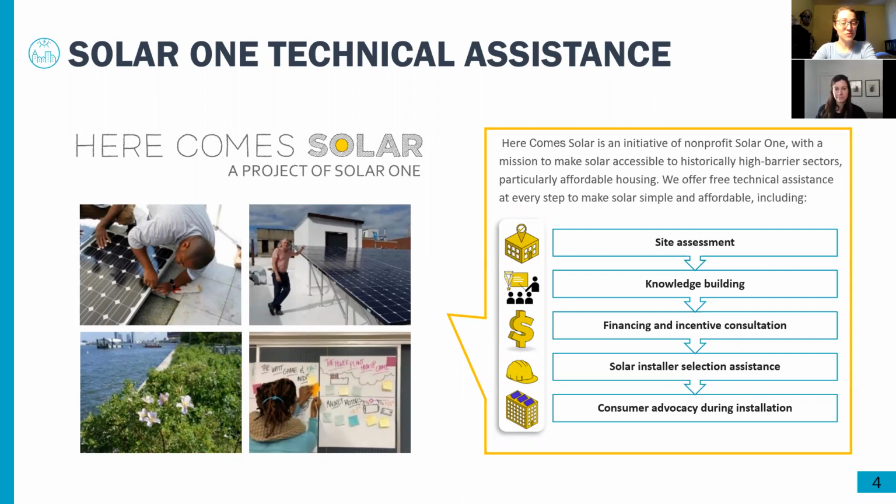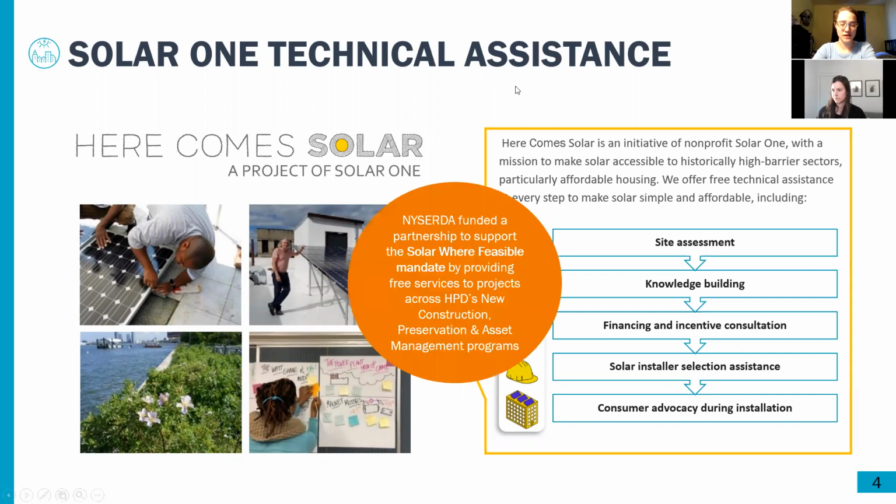And then hopefully this isn't something that needs to be done, but we also provide advocacy during installation. If something goes wrong or if there's any troubleshooting that needs to be done, we're there throughout the whole process. So we just try to make it as easy and simple as possible with the solar installers. So in 2020, NYSERDA funded a partnership with HPD and Solar One to support the Solar Ware Feasible mandate, which we'll be talking about more.